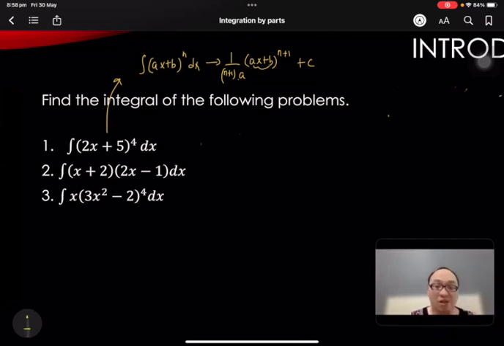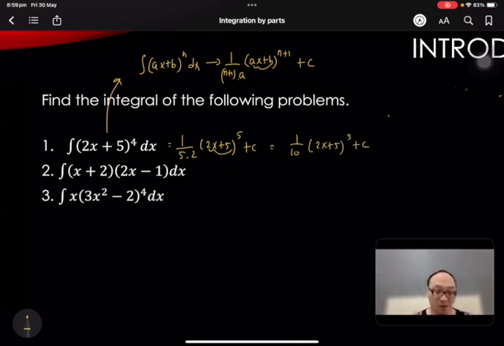So now the integral of (2x plus 5) to the power of 4 is equal to (2x plus 5) to the power of 4 plus 1, which is 5. And then we divide by the new power. And then don't forget to divide by the first derivative of 2x plus 5, which is 2, plus c. So this is equal to 1 over 10 times (2x plus 5) to the power of 5 plus c.